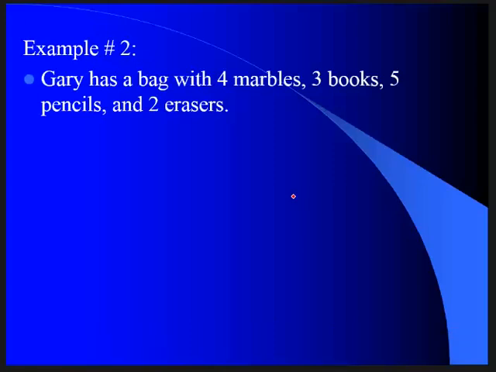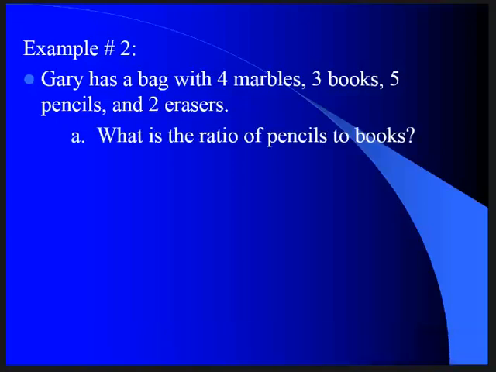Gary has a bag of 4 marbles, 3 books, 5 pencils, and 2 erasers. First we want to write a ratio of pencils to books. The order here is very important. Pencils comes first, books come second, so we're going to write our ratio in the same order. We go back up to our problem and find our pencils. How many pencils do we have? 5. So I'm going to write the 5 first.